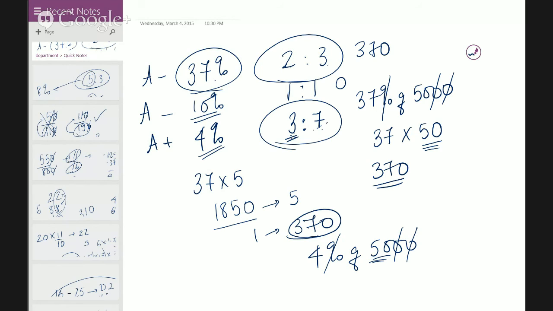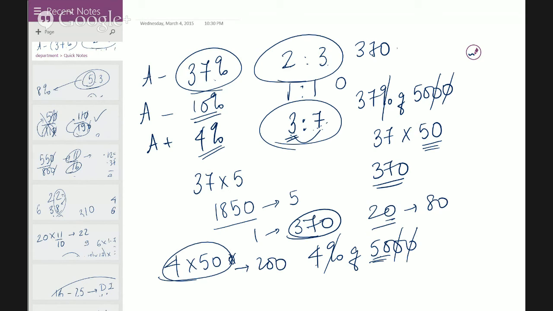Okay, now 3 and 7 is 10 parts. So one part is going to be 5. In the sense not 5, 20. One part is going to be 20. This is going to be 4 into 50, I mean, this number 200 is supposed to be divided into 10 parts. So per part comes to 20. So one part is 20. The difference is 4, so 80. So total difference is 370 and 80, 450.